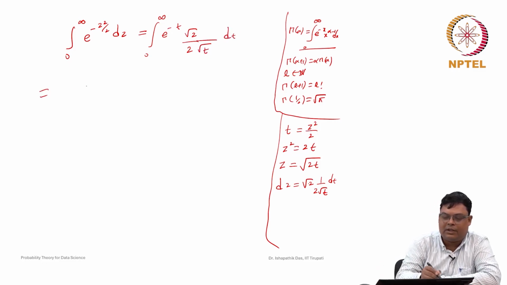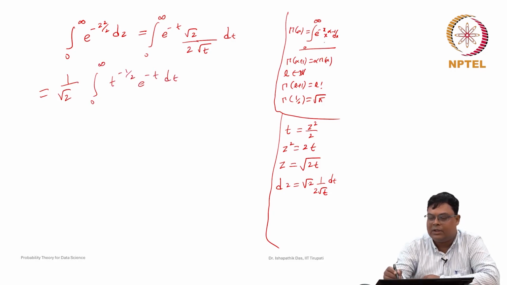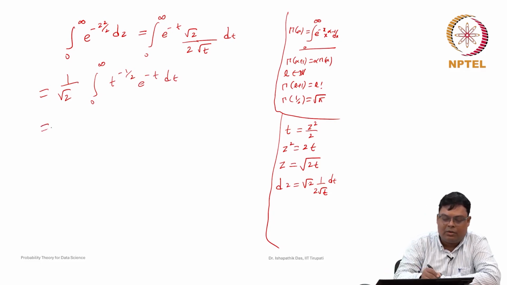So, this is just simplify this: 1 by this is 1 root 2 by 2, this is 1 by root 2, 1 by root 2, 0 to infinity t to the power minus half, t to the power minus half e to the power of minus t dt. So, this looks the same, just you have to find what will be the power, you have to write it as alpha minus 1. So, this is 1 by root 2, 0 to infinity t to the power minus half, we can write half minus 1, e to the power of minus t dt.